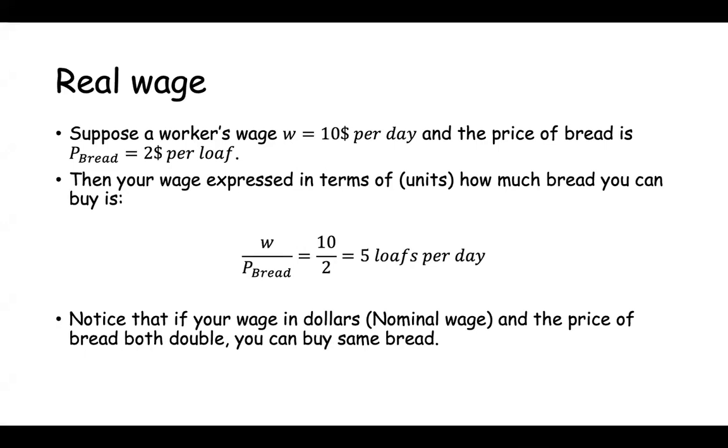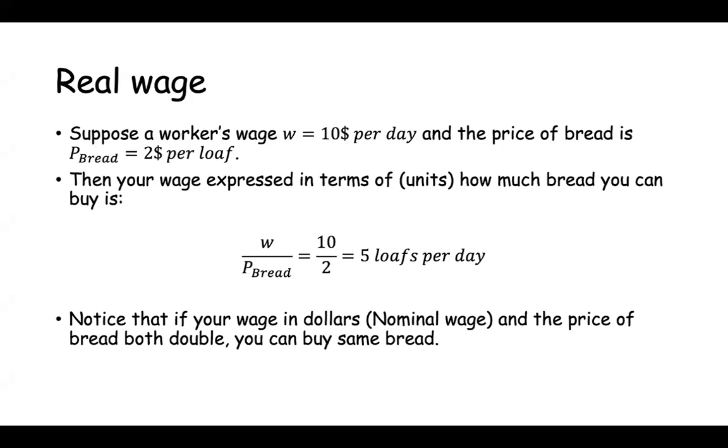Well, once again, as I said, this distinction between nominal and real variables keeps coming up in economics, and it's essentially a measure of the purchasing power of your wage. Okay, so how much can you buy with your wage? That's what matters. And if you want to understand this a little bit better, let's do a simple example. Let's suppose that your wage is $10 per day and the price of bread is $2 per loaf. Then instead of expressing your wage in dollars, we can express it in loaves of bread.